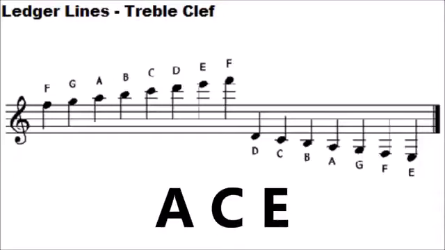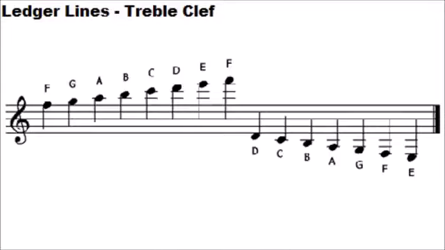These three ledger lines spell the word ace. That's A, C, E. This makes it easy to remember. Notes can keep going higher and higher on the treble staff by simply moving in alphabetical order. Notes go lower as well, as can be seen in the ledger lines diagram.